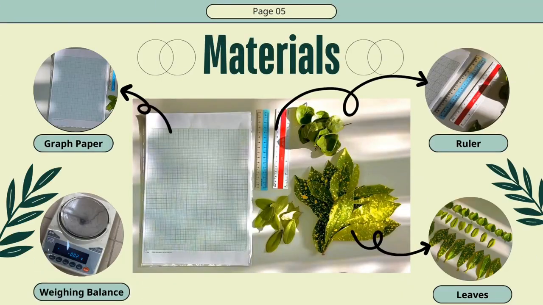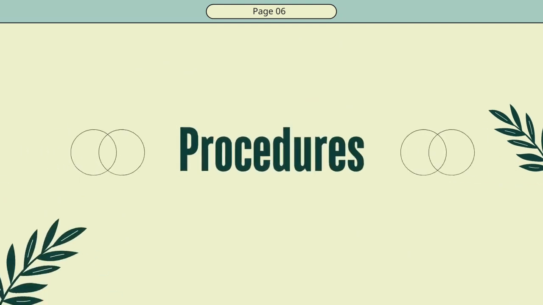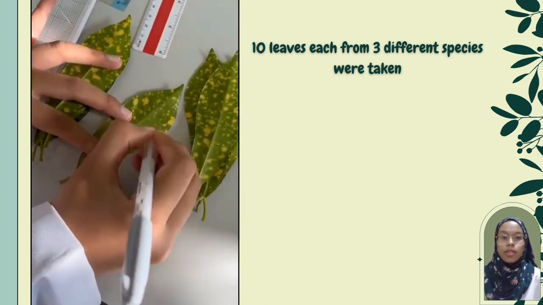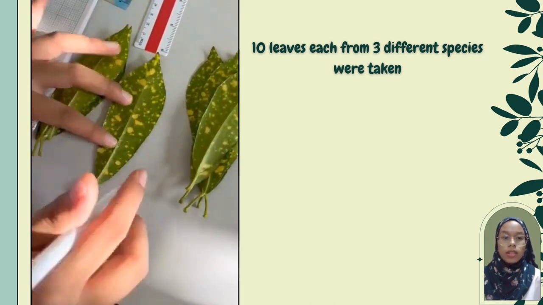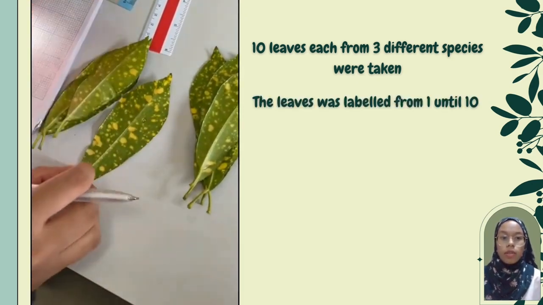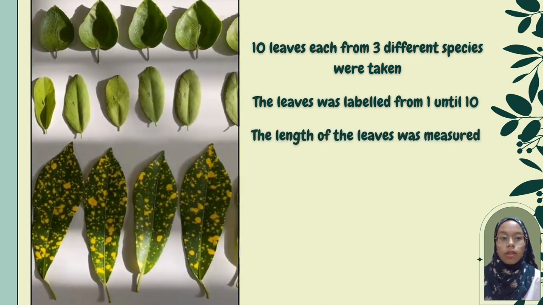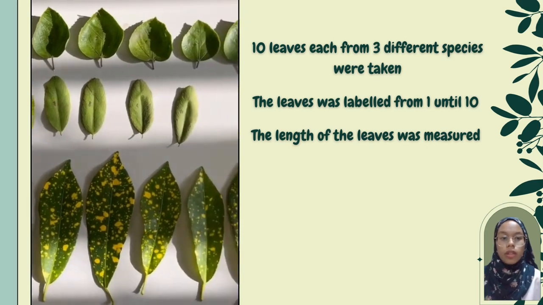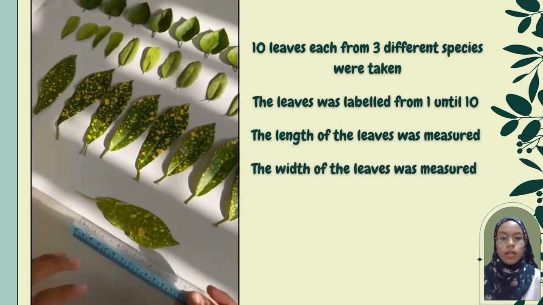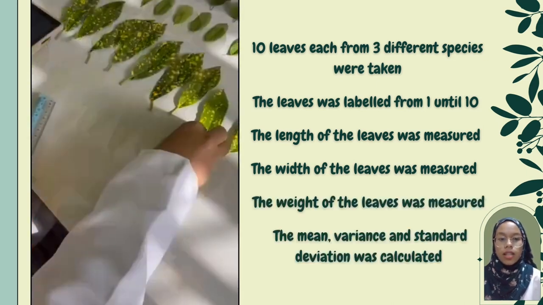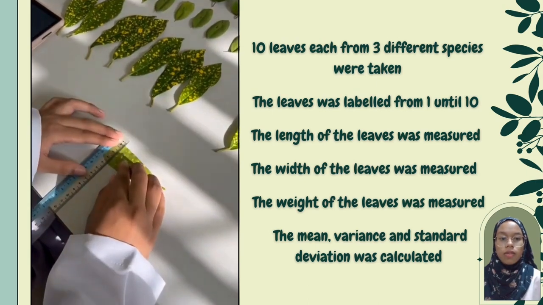So these are the materials we use in this experiment. For procedure, first, 10 leaves each from 3 different species were taken. Second, the leaf was labeled from 1 until 10. Third, the length of the leaf was measured. Fourth, the width of the leaf was measured. Lastly, the mean, variance, and standard deviation were calculated.